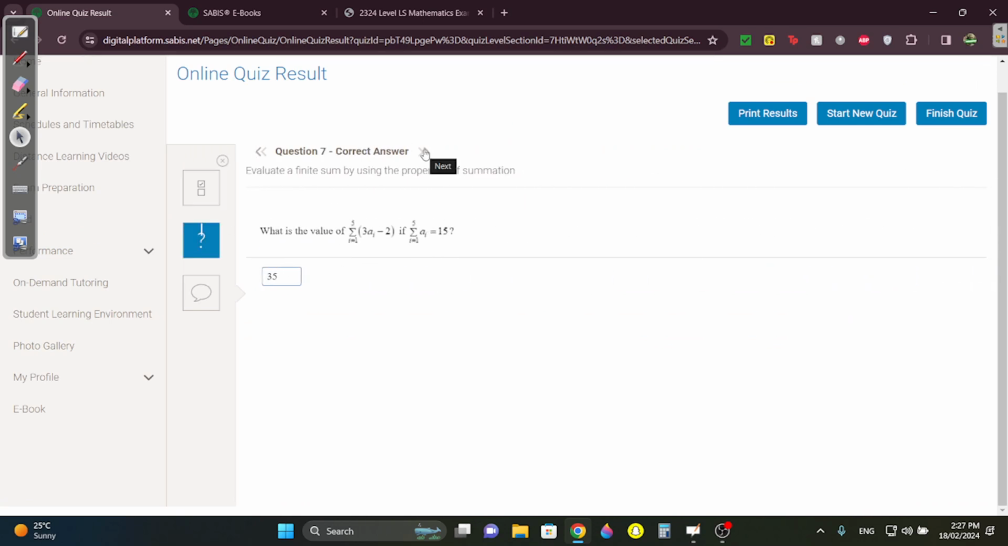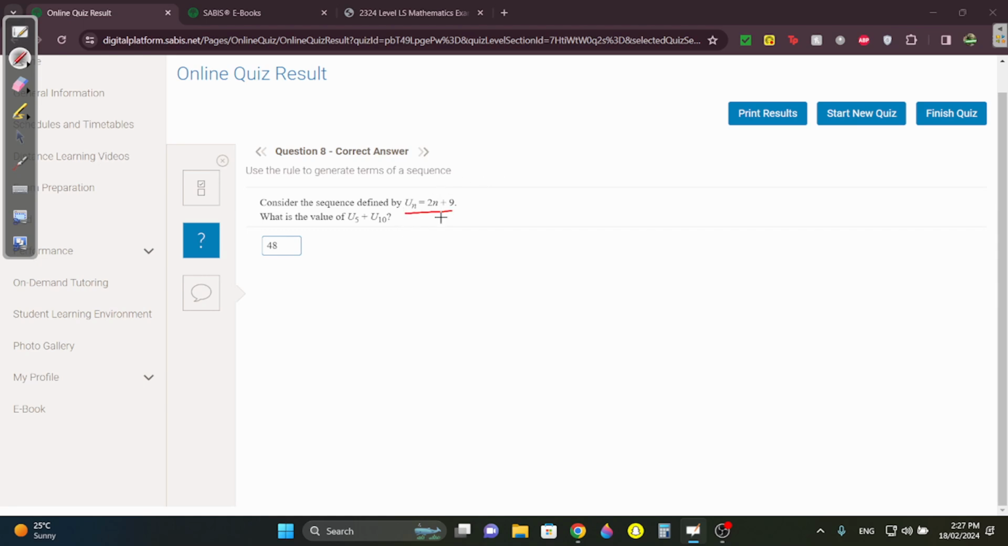Okay, question 8. Consider the sequence u_n equals 2n plus 9. What's u_5 plus u_10? Okay, this is easy. u_5 will be equal to, because they said u_n equals 2n plus 9, 2 times 5 plus 9. u_10 will be 2 times 10 plus 9. This is 19. This is 29. You add these, and you get 48. That's it.